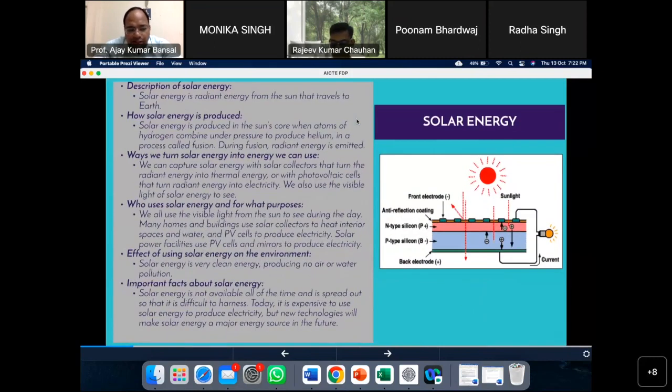Then the major source of energy which we will be focusing on is solar energy. Solar energy is the radiant energy available from the sun, and that energy travels from the sun to the earth. Solar energy is produced in the sun's core, where atoms of hydrogen combine under pressure to produce helium gas in a fusion, and then radiant energy is emitted. We can capture this solar energy with solar collectors, which turn the radiant energy into thermal energy, or with photovoltaic cells that turn the radiant energy into electrical energy.